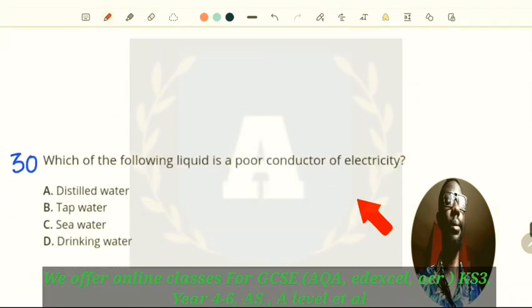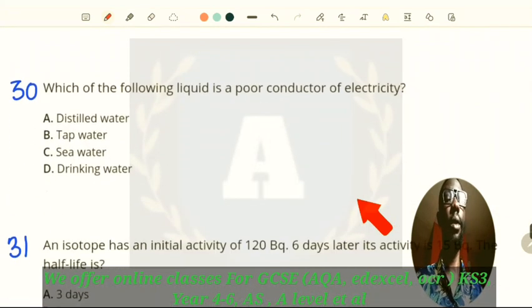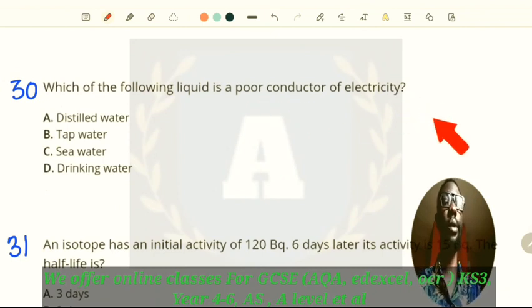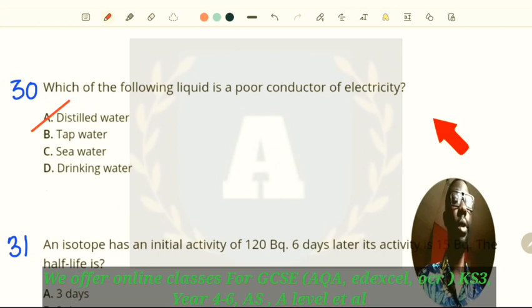Quick one. Which of the following liquids is a poor conductor of electricity? And that is distilled water. It has no salt at all in it, so it can't conduct.